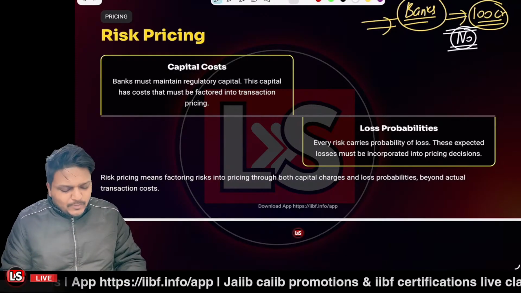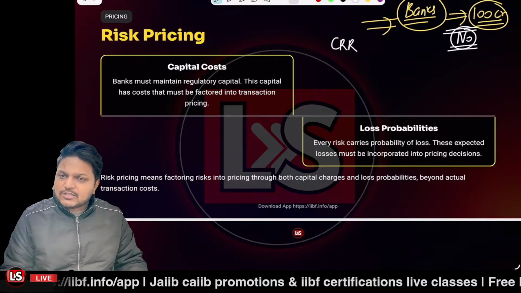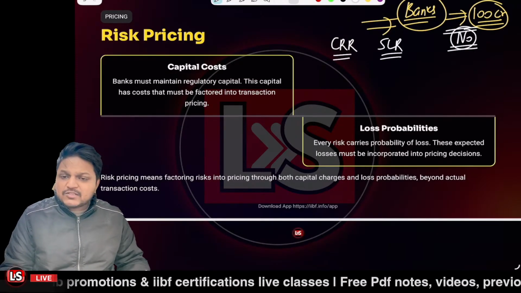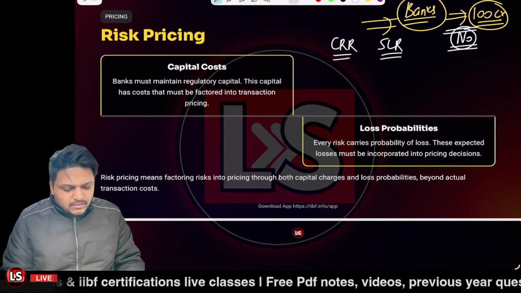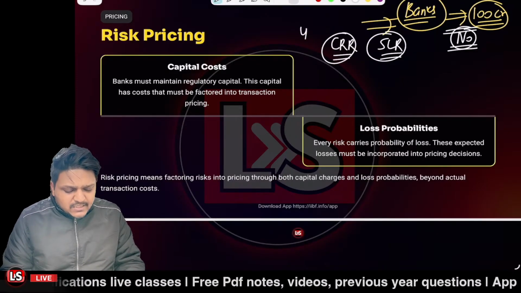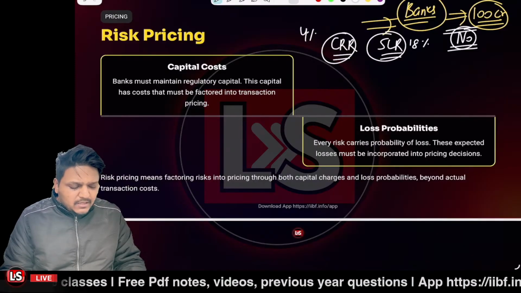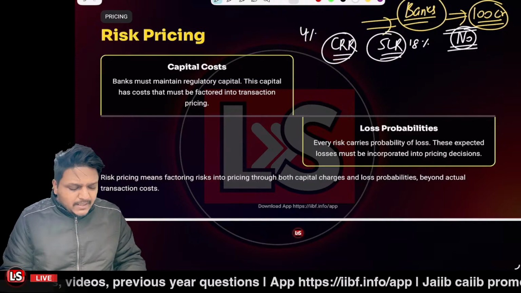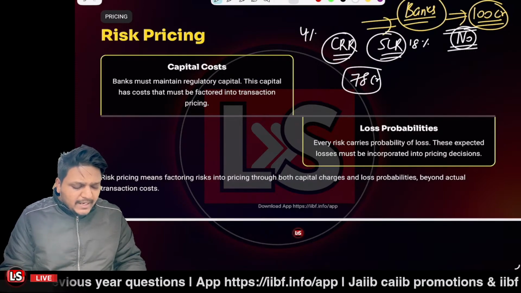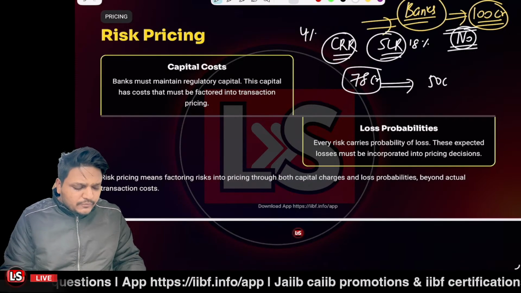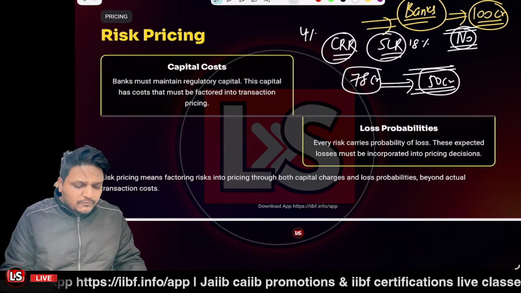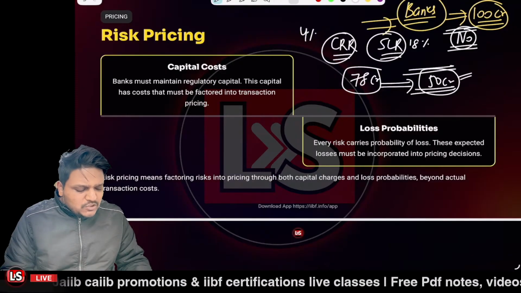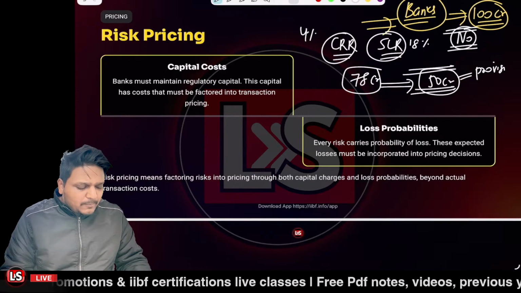Why? The banks have to maintain the CRR balances. This is a statutory obligation. The bank is to maintain the SLR, statutory liquidity ratio, and cash reserve ratio. Let's say CRR is 4% and SLR is 18%, so 22% of the 100 crore is already gone. The bank can lend a maximum of 78 crore. Let's say the bank lent rupees 50 crore out of it, but even for standard assets, the bank is to make provisions.